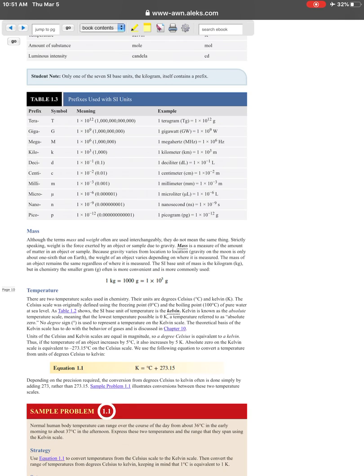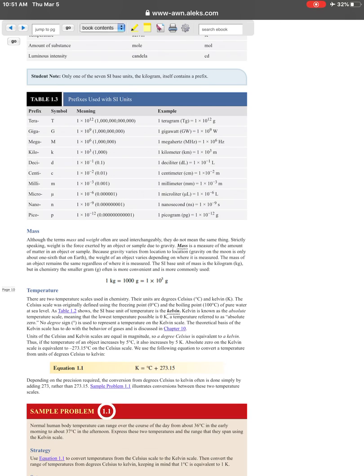Mega is a capital M, 1 times 10 to the 6th. An example measurement would be a megahertz. And if you've ever listened to FM radio, the frequencies of FM radio, not many people listen to radio these days, but the frequency of radio is in megahertz. So, for example, your radio station might be 97.1. That 97.1 means 97.1 megahertz. So a megahertz is 1 times 10 to the 6 hertz.